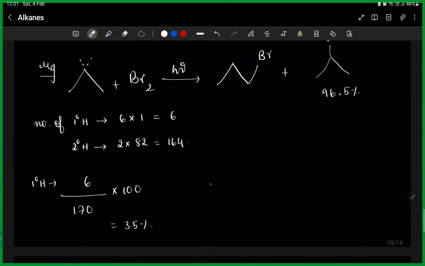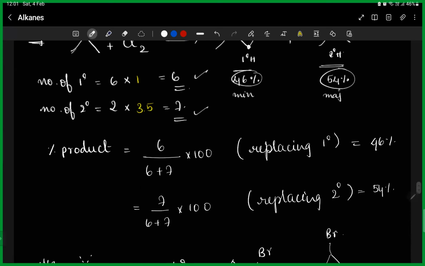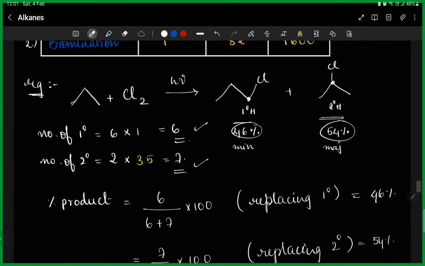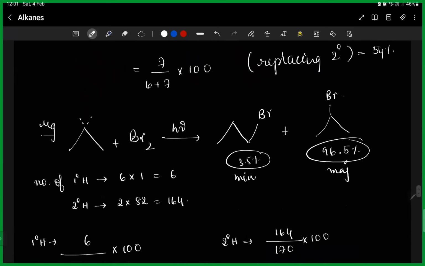You can calculate like that also for secondary hydrogen. You can do 164 by 170 into 100, which will be 96.5. So here we have 3.5%. 3.5 of the total product, 3.5% will be this compound, 96.5% will be the other compound. So of course, this is major, this is minor. You see here, when we are talking about chlorine, the border between these two values is very less. But here the border between these two values is very high. So the negligible amount, the primary hydrogen replacement is very negligible amount.